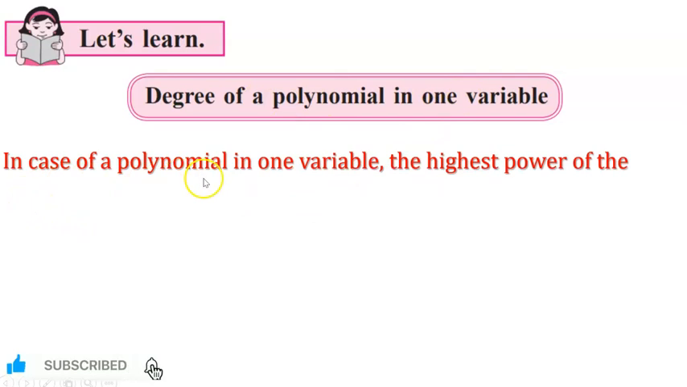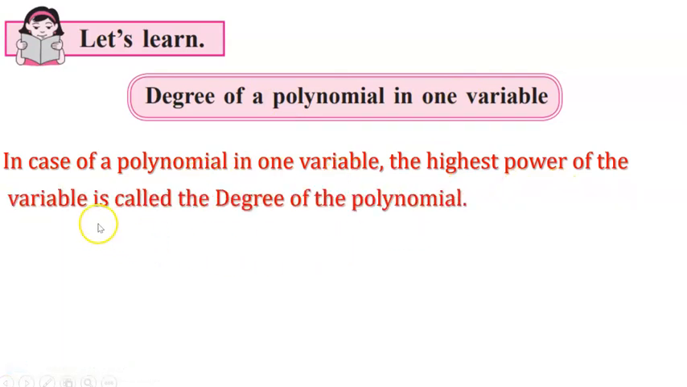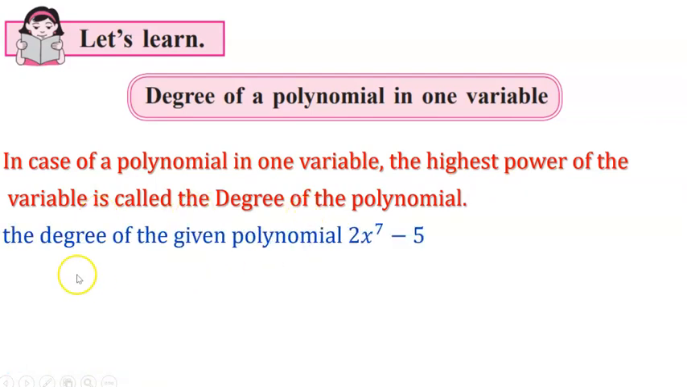In case of a polynomial in one variable, the highest power of the variable is called the degree of the polynomial. The degree of the given polynomial, that is 2x raised to 7 minus 5x plus 9, is 7. या पॉलिनॉमियल मध्ये एकच व्हेरिएबल वापरलेला आहे, मीन्स व्हॉट, एकच चल वापरलेला आहे आणि ते कोणतं आहे, तर ते x आहे. Then what is the highest power of this x? x is 7 and therefore the degree of this polynomial is 7.